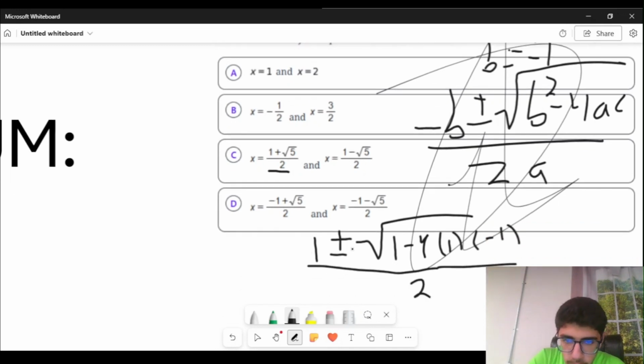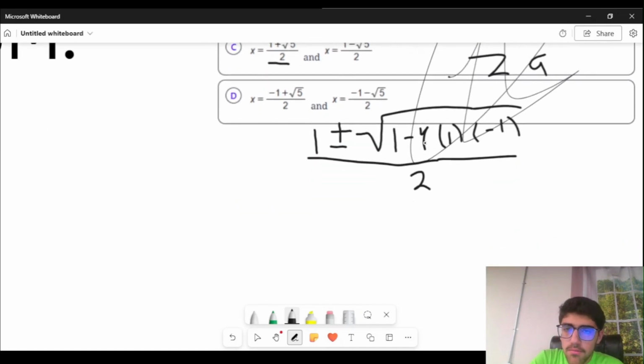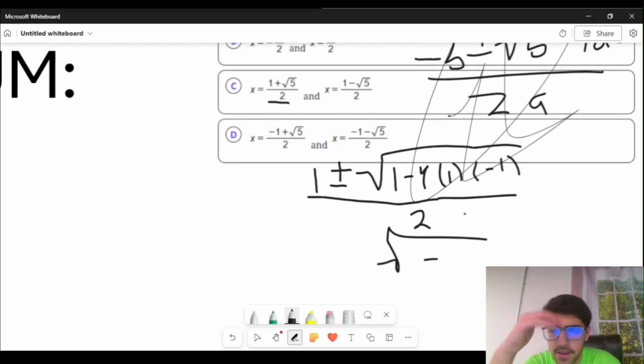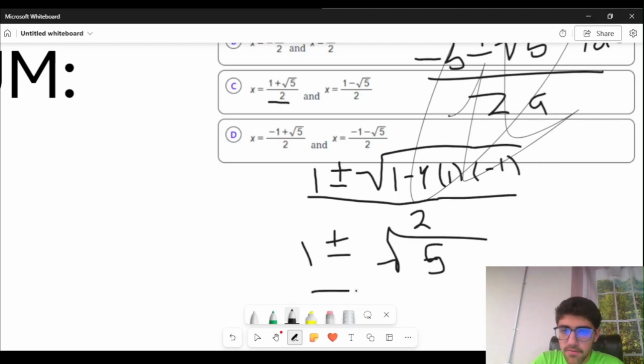So we get 1 plus or minus. Let's just simplify the thing under the radical. So negative 4 times 1 times negative 1 gives you 4. So you get 1 minus 4, that is the square root of negative 3. Or sorry, wait. Oh, it's 1 minus 4 times 1 times negative 1. So it's 1 minus minus 4, and 2 minus makes a positive. So 1 plus 4 becomes 5. So square root of 5. So you get 1 plus or minus the square root of 5 over 2.